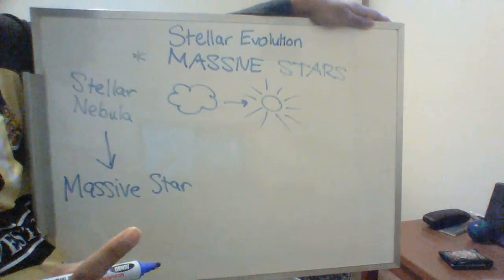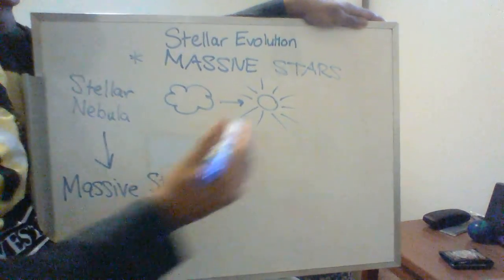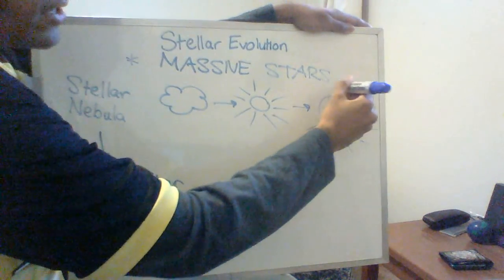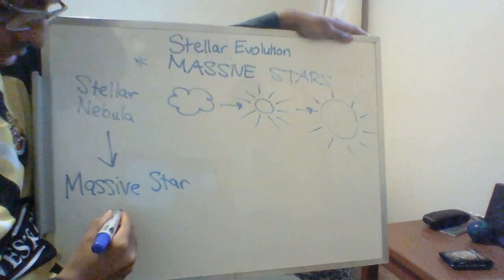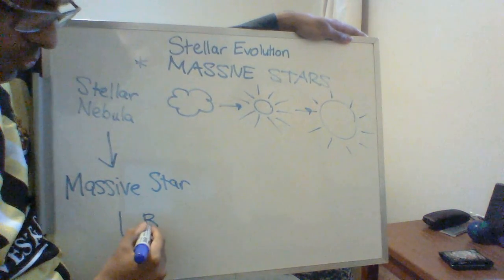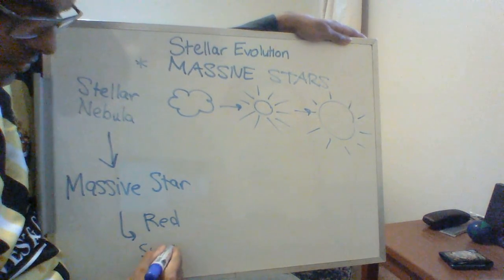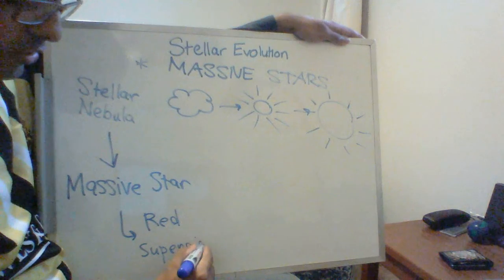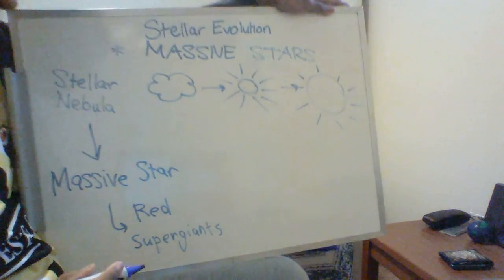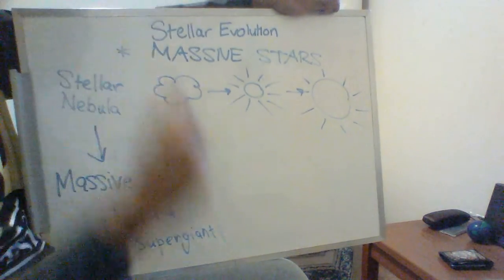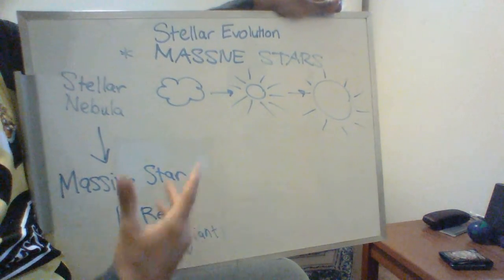Now, here's where it gets interesting. As it gets older, it will grow into an even bigger star. Once again, still like low mass stars, except instead of red giants, these are called red supergiants. So they're way bigger than what we were talking about before, which is natural. If the original star is bigger, then its red giant older version should also be considerably bigger, and so we call them red supergiants.